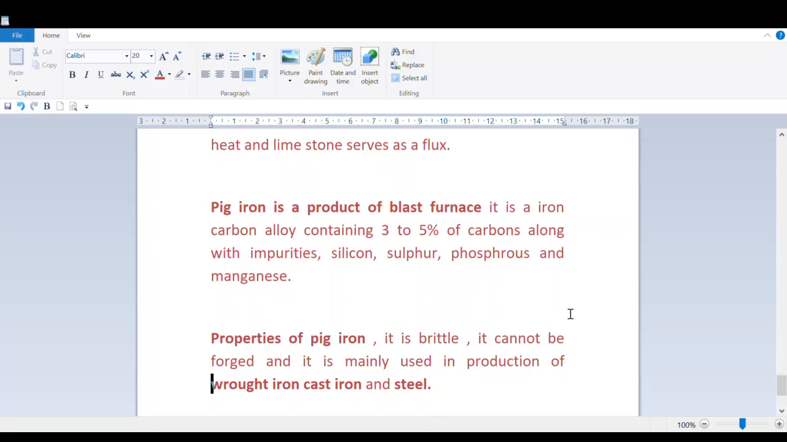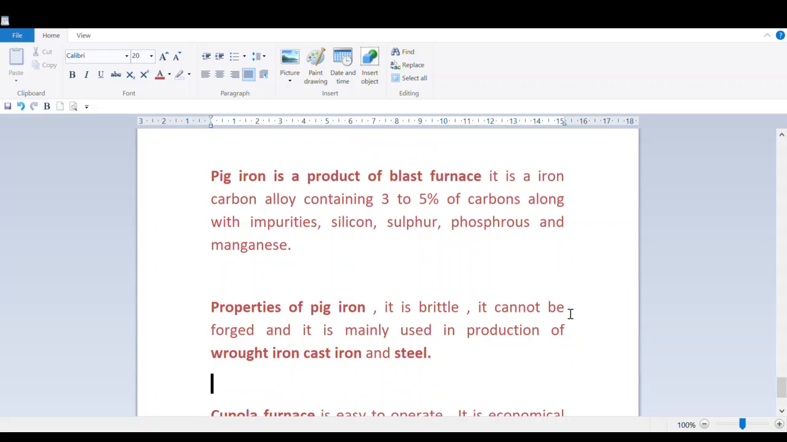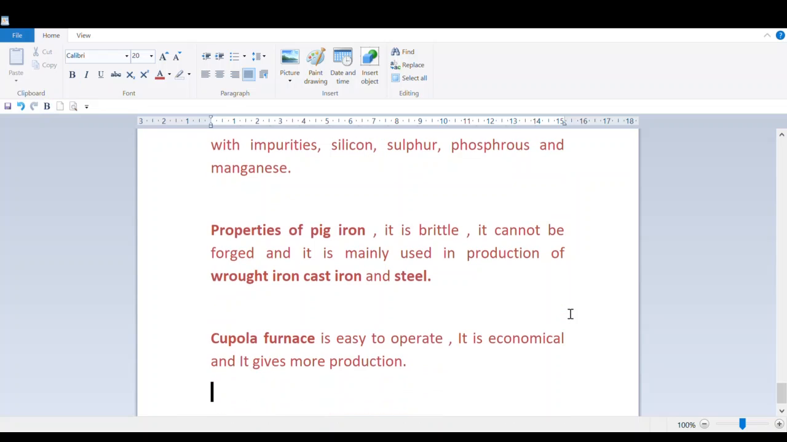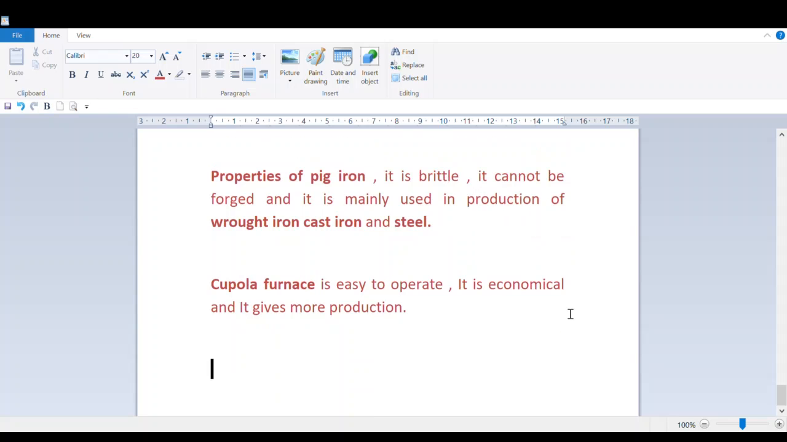Pig iron is the product of the blast furnace. What is pig iron? Pig iron is the product of the blast furnace. It contains 3 to 5% of carbon and impurities like silicon, sulfur, phosphorus and manganese. Next, what are the properties of pig iron? It is brittle, cannot be forged, and it is mainly used for production of wrought iron, cast iron and steel. The pig iron is the initial iron extracted from the iron ore.